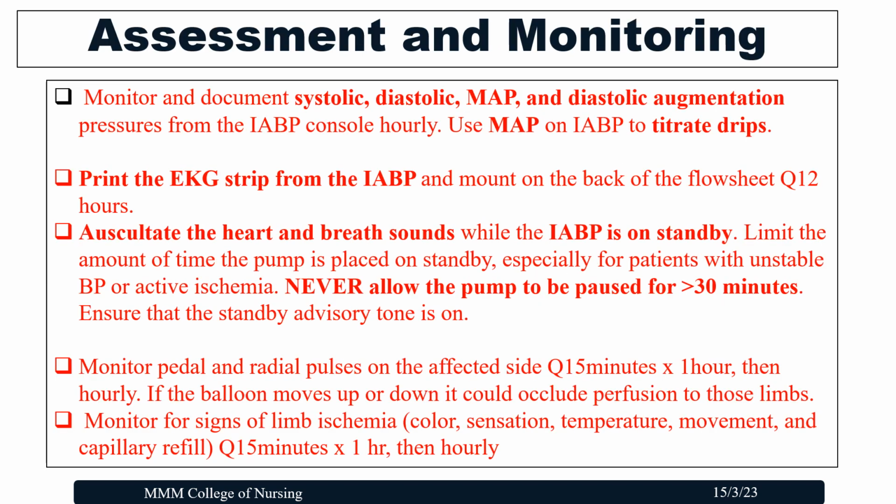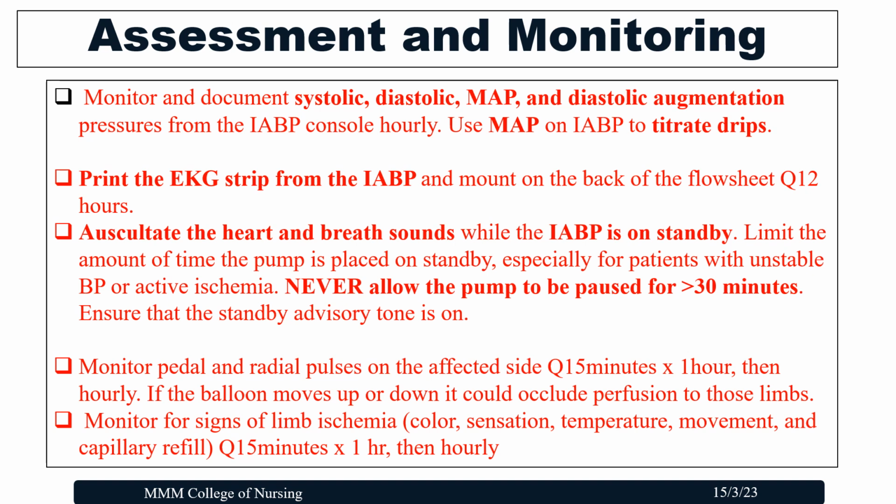Assessment and monitoring of IABP patients. Always monitor and document systolic, diastolic, mean arterial pressure and diastolic augmentation pressure from the IABP console hourly, and write it in the nurse's chart. Use the mean arterial pressure on the IABP to titrate the drips going to the patient. Then print the ECG strips from the IABP and mount them on the back of the flow sheet every 12 hours, and auscultate the heart and breath sounds while the IABP is on standby.